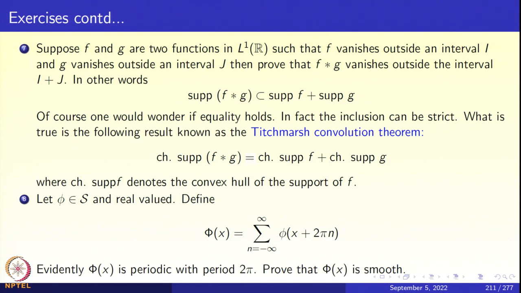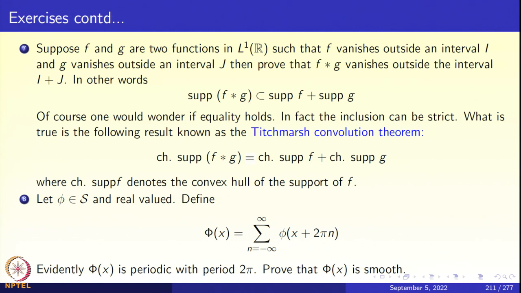But what is remarkable is that if I take the convex hull of support of f and convex hull of support of g and convex hull of support of f star g and work with the convex hulls, then you get an equality. Convex hull of support of f star g equals convex hull of support of f plus convex hull of support of g.